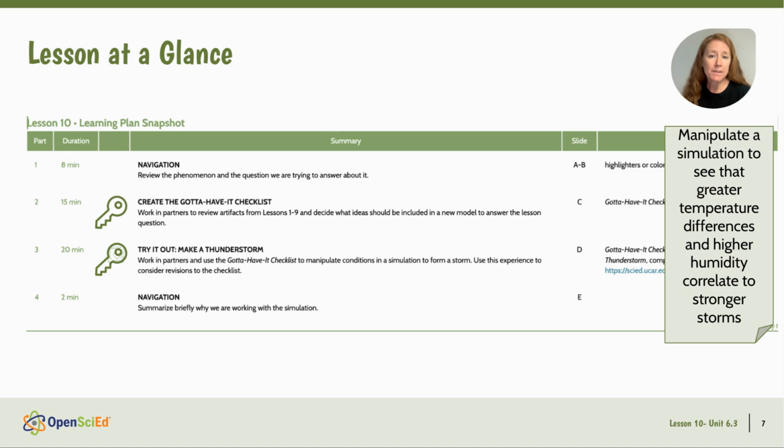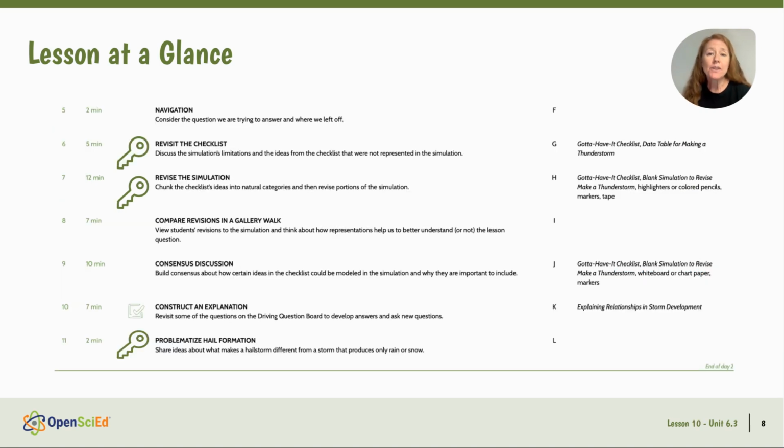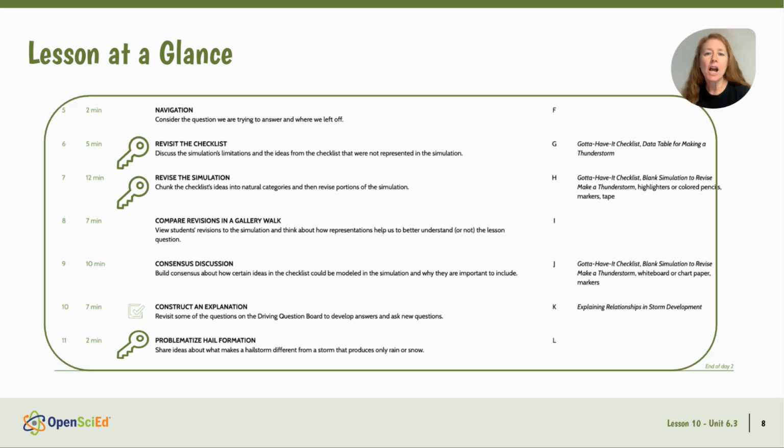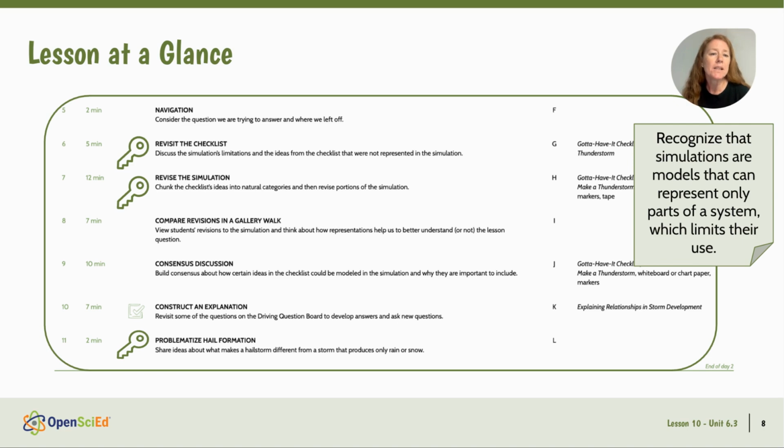But there are limitations to our simulation. So on day 2, the students work to revisit their checklist and to revise portions of the simulation to better reflect what we know. And this experience helps students to recognize that simulations are models that can only represent parts of a system, which limits their use. So we have a consensus discussion to share our thinking about how we could incorporate more ideas into the simulation and why that would be important.